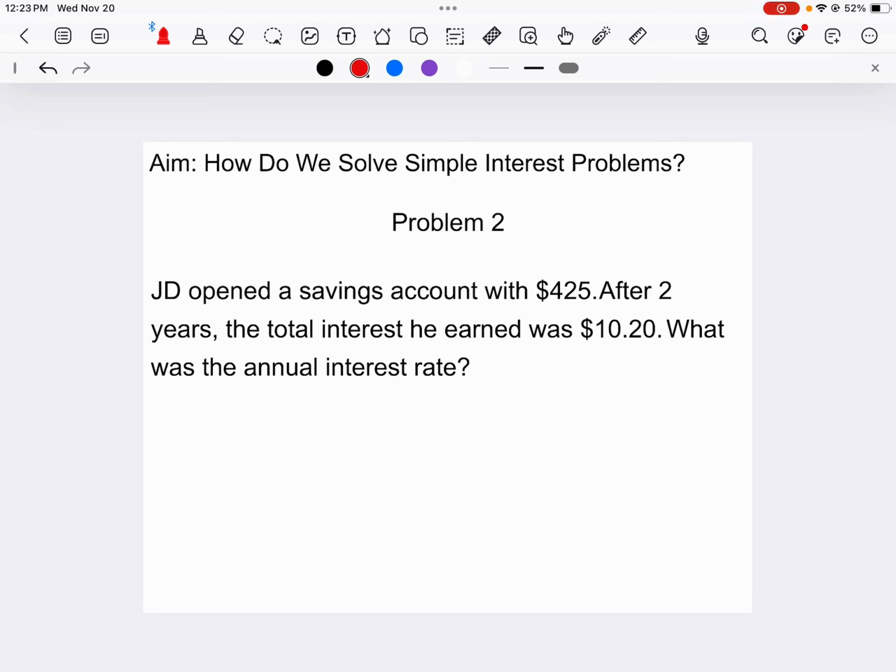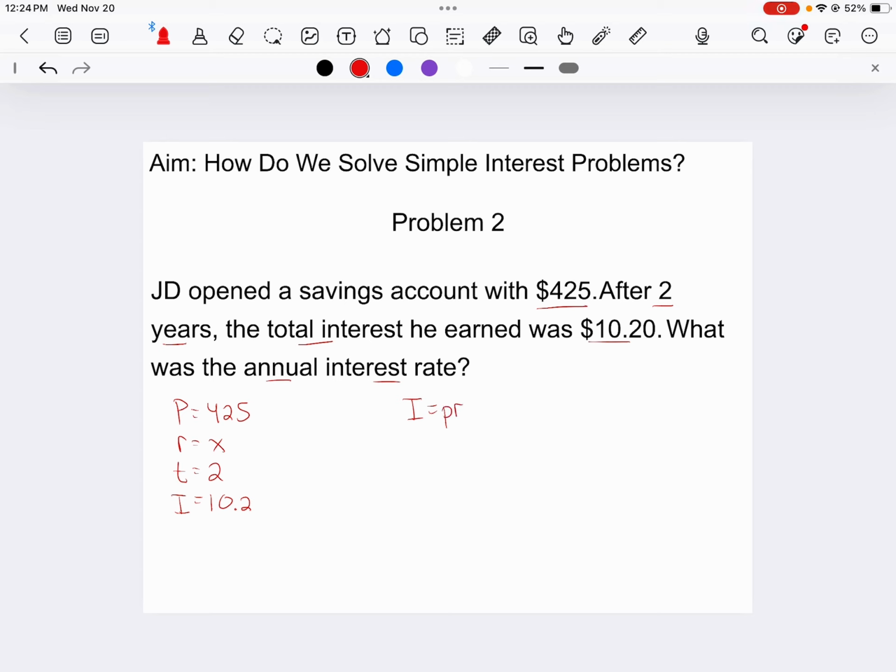JD opened a savings account with $425. After 2 years, the total interest he earned was $10.20. What was the annual interest rate? So I'm going to still identify my key pieces of information. In this case, the principal is what he opened it with, which is $425. The rate is what I don't know, so I'm going to call that X. The time is 2 years, and the interest is 10.2 for the $10.20.